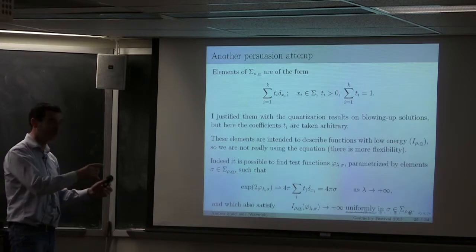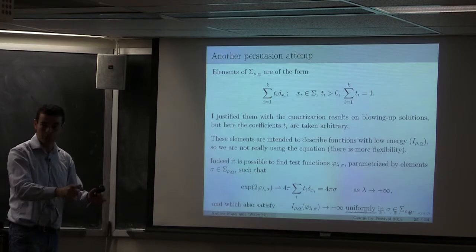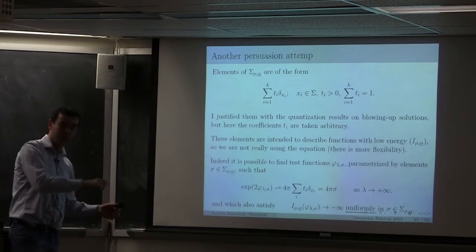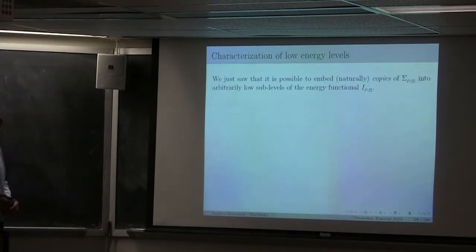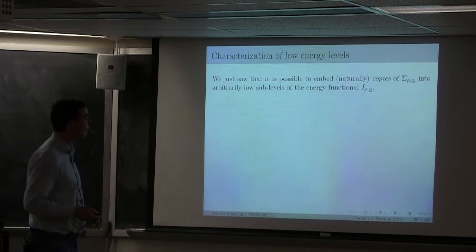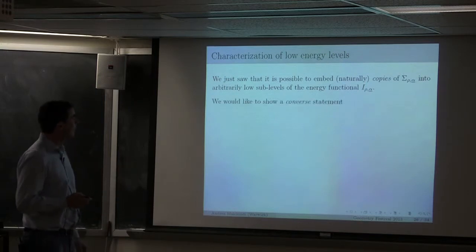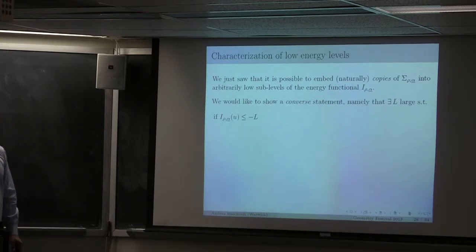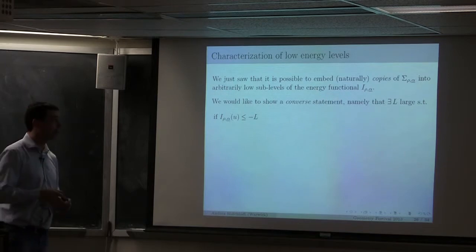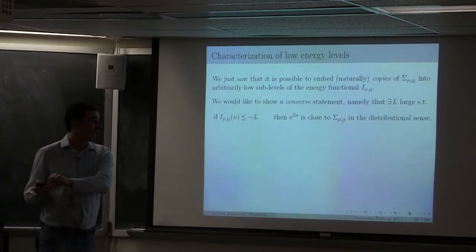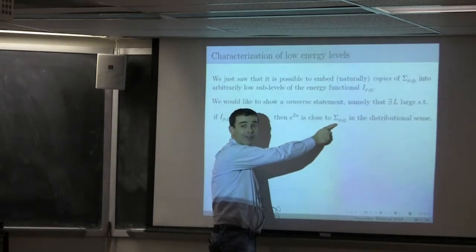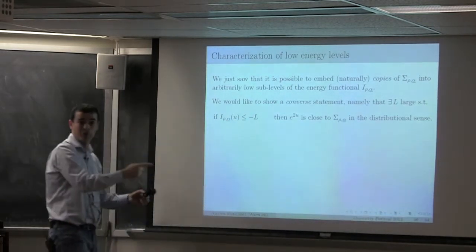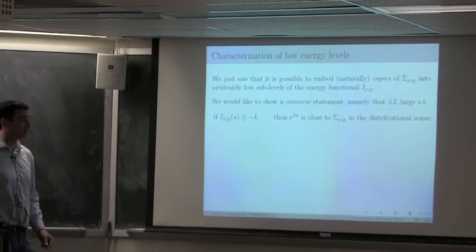Okay. So I would like to see also a sort of converse characterization. So I saw that you can pass from this family of measures into low sublevels, and I would like to show actually the opposite characterization, in a sense. Okay. I would like to show the following: that for energy sufficiently low, the conformal volume has to look like one of these objects, so it has to be close to an element of sigma rho alpha in the distributional sense. Okay, so that would be a sort of optimal characterization of low energy levels.